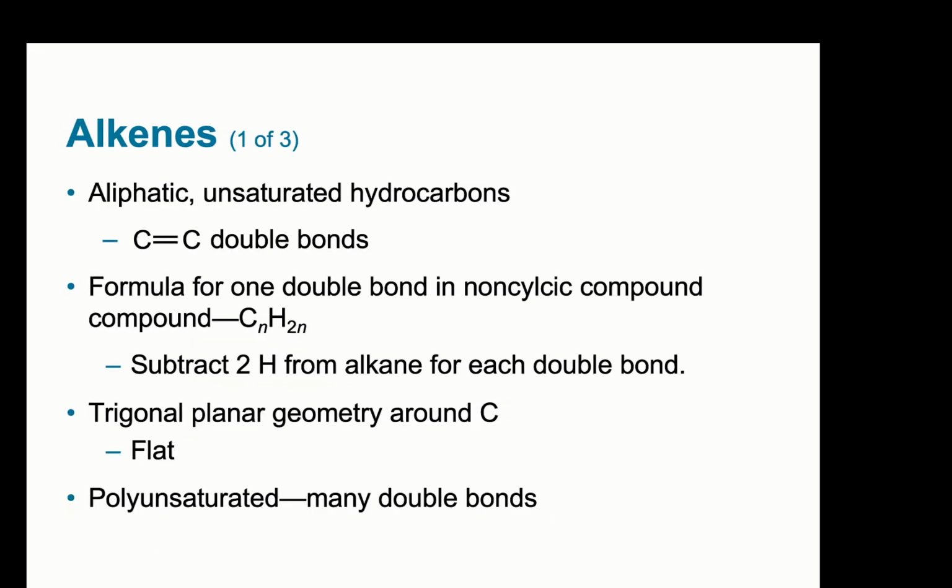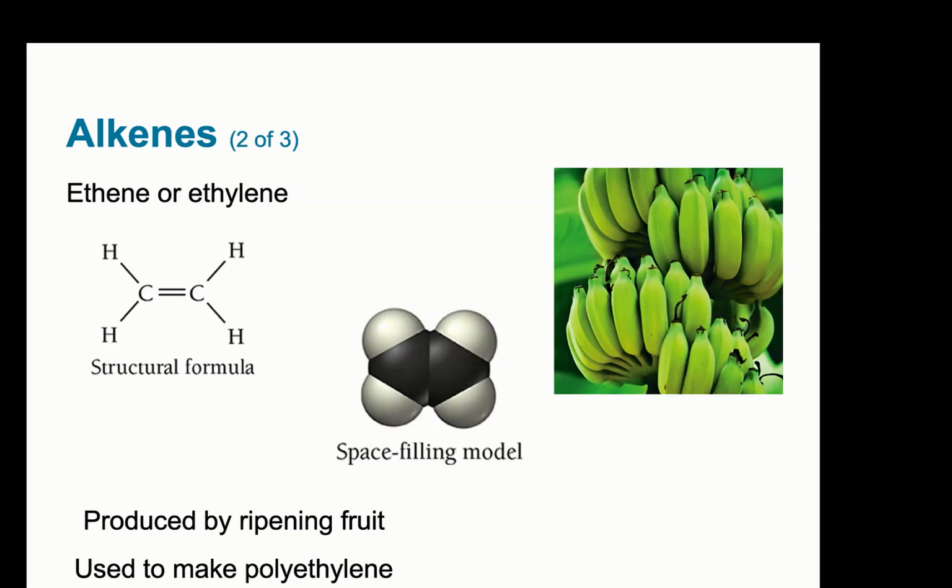Okay, so unsaturated double bonds, you use -ene for the ending. The trigonal planar geometry on carbon means it's flat; that's talking about the geometry around it, so that's more for when you play with models. I already mentioned polyunsaturated. Ooh, ethylene, even though I'm using the common name, ethylene.